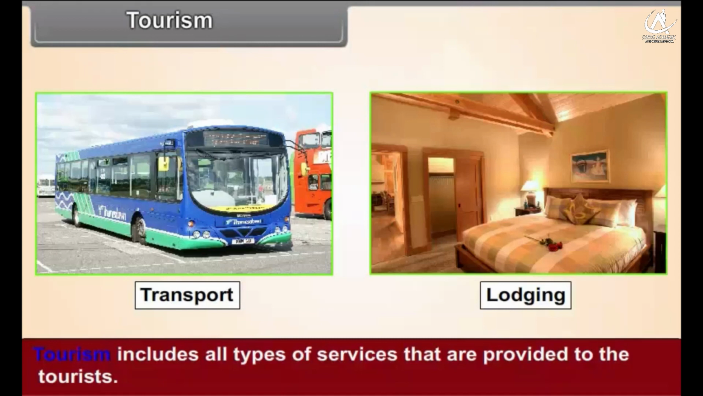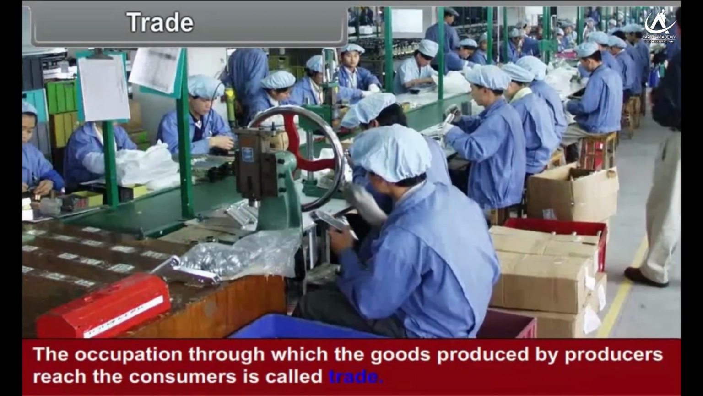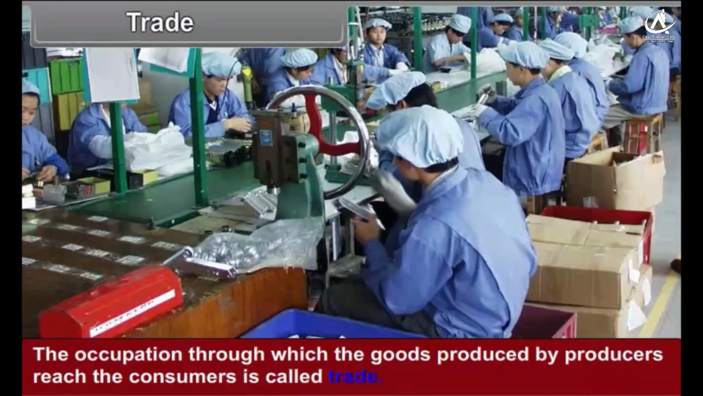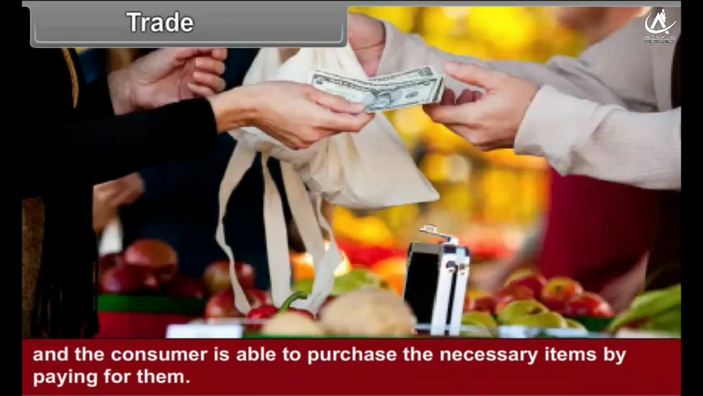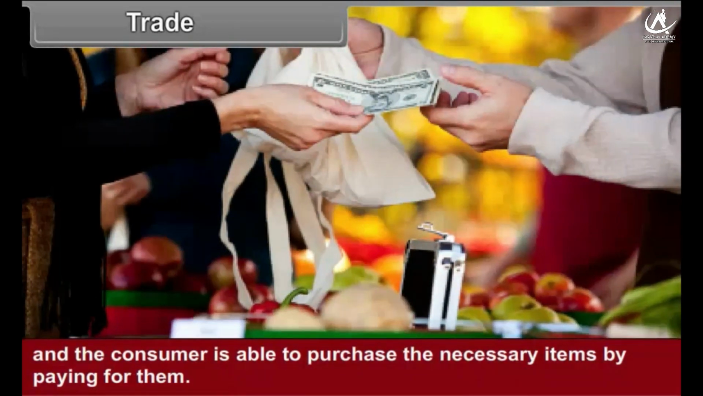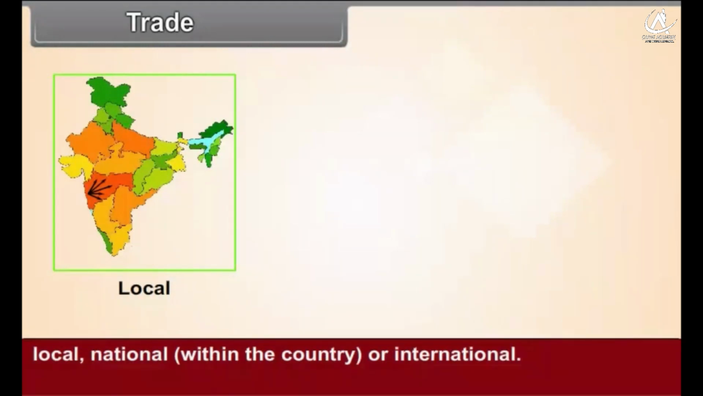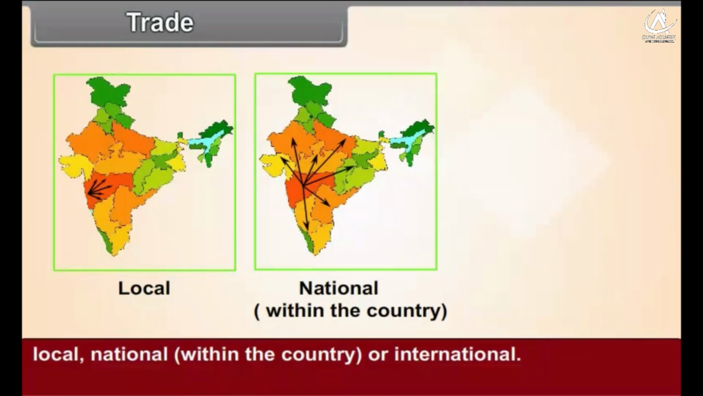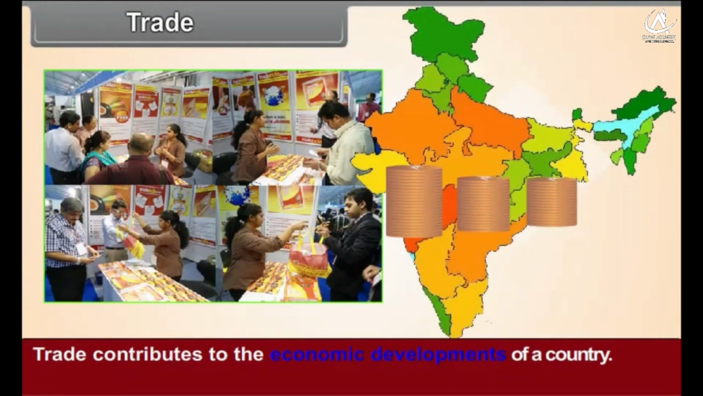Tourism includes all types of services that are provided to the tourists. Trade. The occupation through which the goods produced by producers reach the consumers is called trade. Trading ensures that the producer gets a price for his production and the consumer is able to purchase the necessary items by paying for them. Trade is carried on various levels such as local, national, that is within the country, or international. Trade contributes to the economic development of a country.